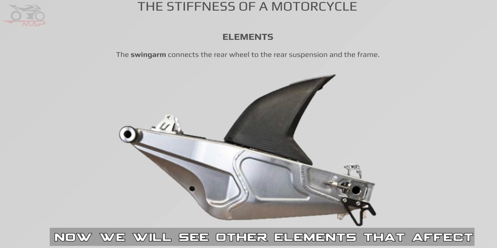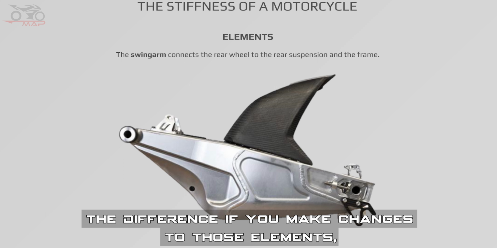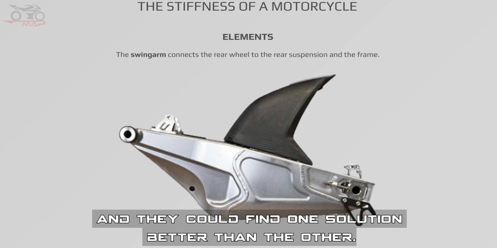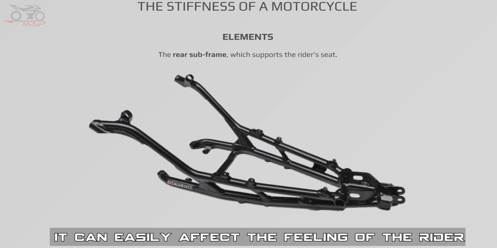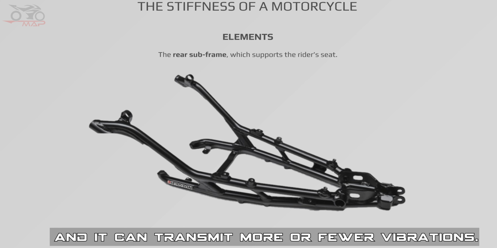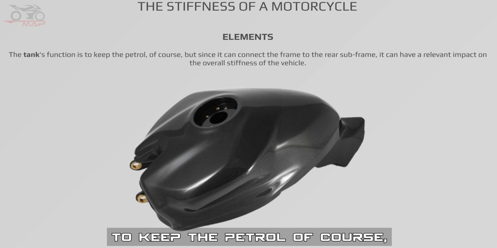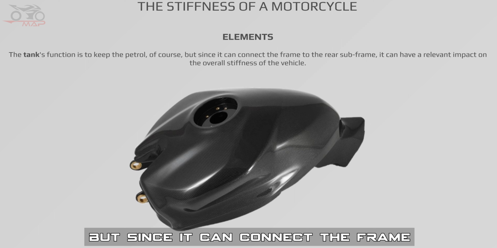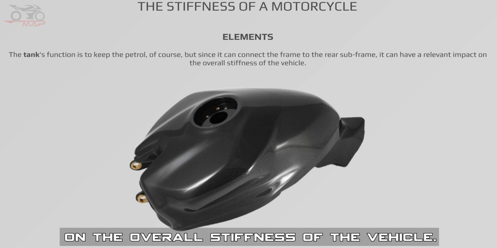Now we will see other elements that affect the stiffness of the system, but with a lower impact. The rider is still able to feel the difference if you make changes to those elements, and they could find one solution better than the other. Here we have the rear subframe, which supports the rider's seat. It can easily affect the feeling of the rider, and it can transmit more or fewer vibrations. Then we have the tank. Its function is to keep the petrol, of course, but since it can connect the frame to the rear subframe, it can have a relevant impact on the overall stiffness of the vehicle.